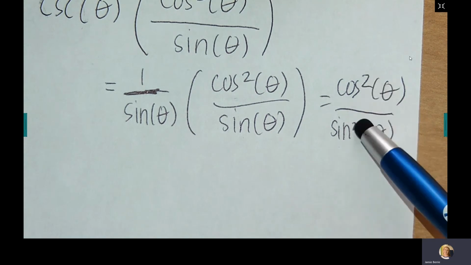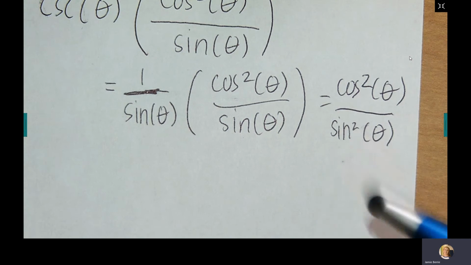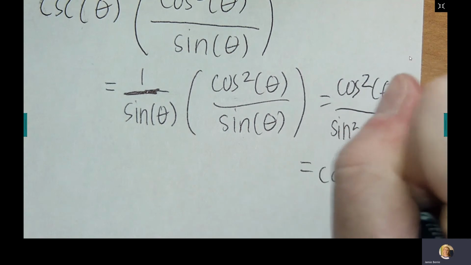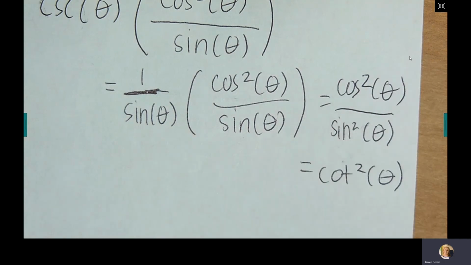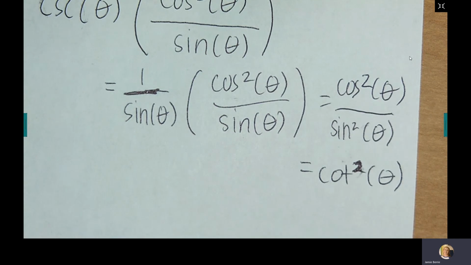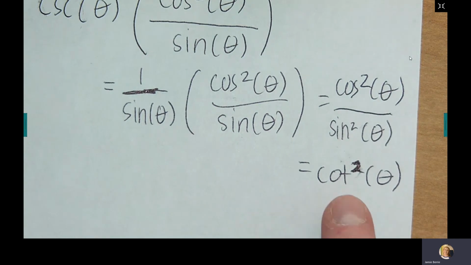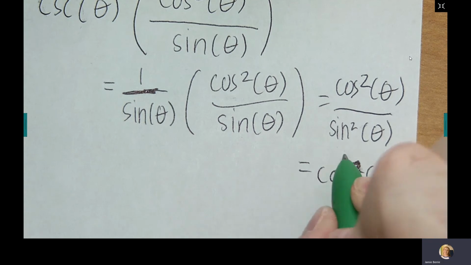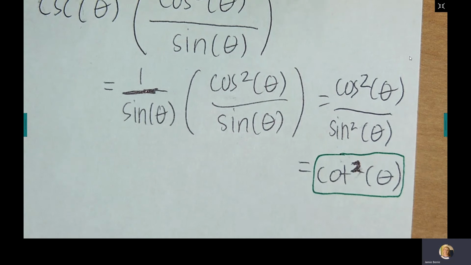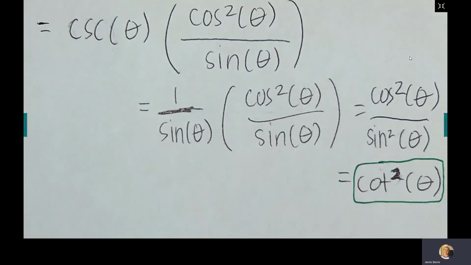All right, we're almost done. Ignore the squares for a second. What's cosine over sine? Cotangent. So if they both have a squared, that makes it cotangent squared theta. Since they are both being raised to the same power, that makes it cotangent squared theta. And again, you can't get any more simple than this. You could try to use the Pythagorean identity to simplify it from there, but it wouldn't get any more simple than that.